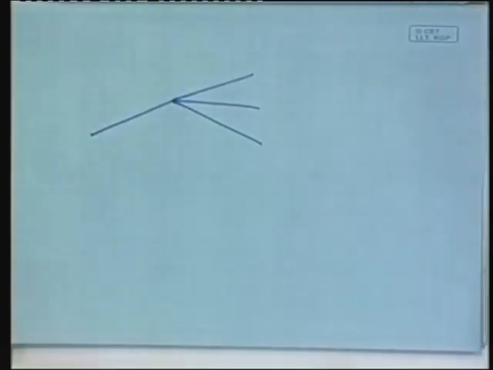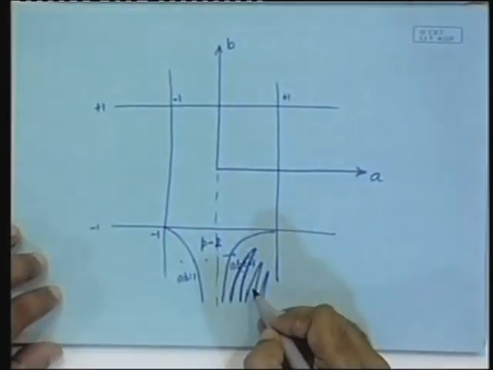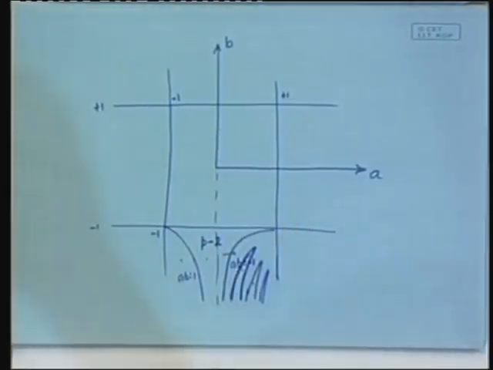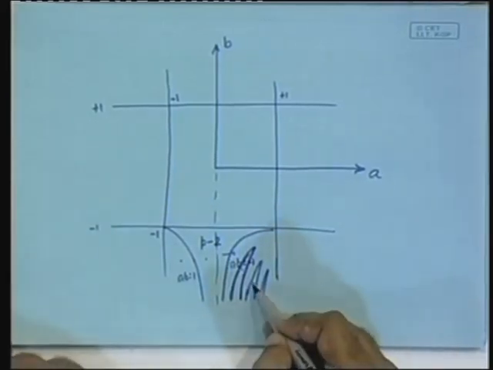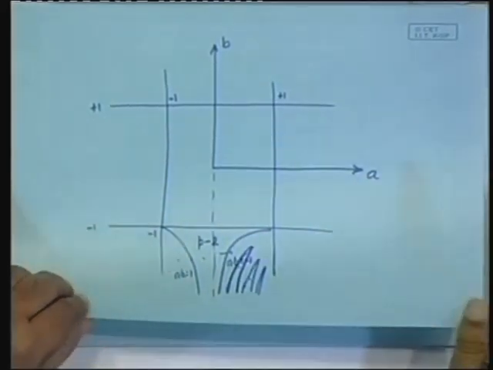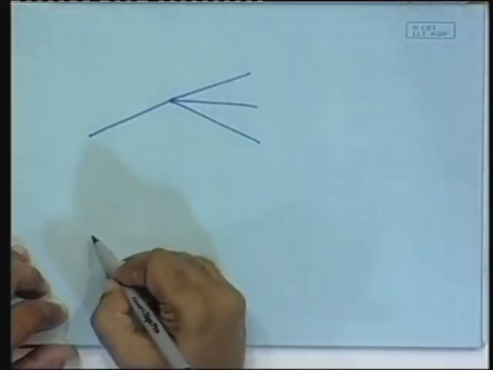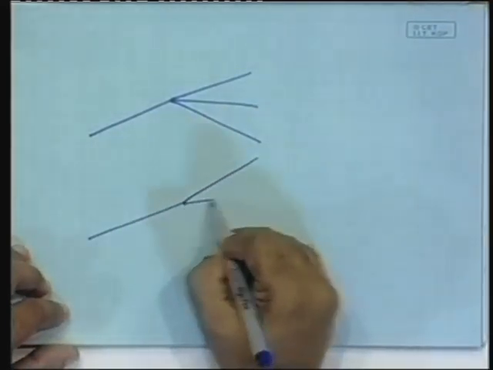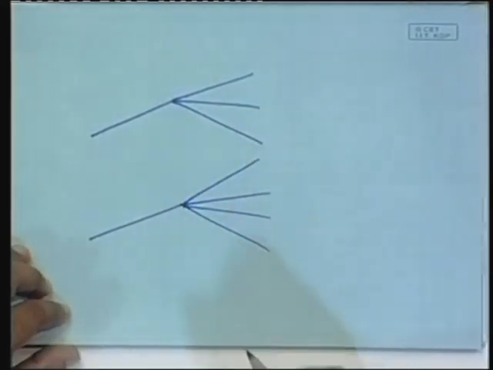Similarly, if you take a point in the period 4 tongue, these are called tongues. If you take a point in the period 4 tongue, then you will have period 1 going directly to a period 4 orbit.